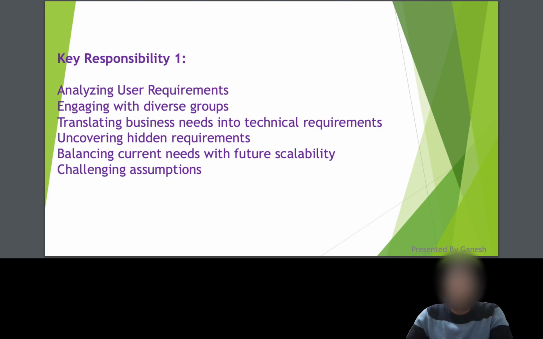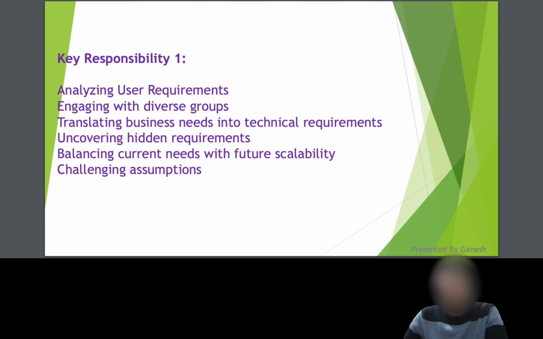So, key responsibilities. One of the important responsibilities of a solution architect is analyzing user requirements. The first critical responsibility of a solution architect is analyzing user requirements. This involves engaging with a diverse group at the project inception.